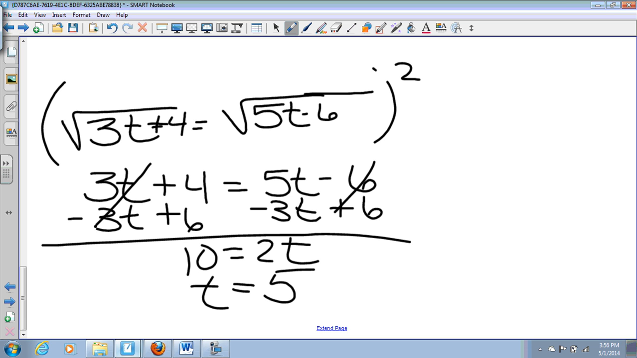3 times 5 is 15. 15 plus 4 is 19. So the square root of 19 equals 5 times 5, which is 25. 25 minus 6 is 19. So the square root of 19 equals the square root of 19.